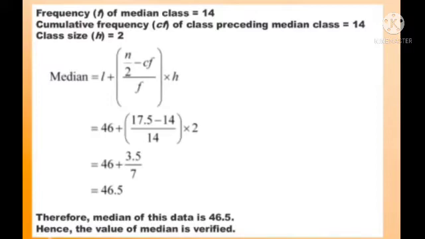Substituting the values in the formula, we get 46 plus (17.5 minus 14, the whole thing divided by 14) multiplied by 2, is equal to 46 plus 3.5 divided by 7, which is equal to 46.5. Therefore, median of this data is 46.5. Hence, the value of median is verified.